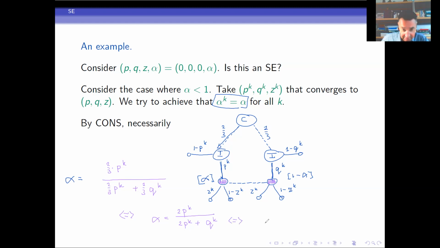Which is saying that, if you multiply by the denominator here, and you expand and move things to the left and to the right, then what you get is that alpha times qk has to be equal to 2 minus 2 times alpha times pk.